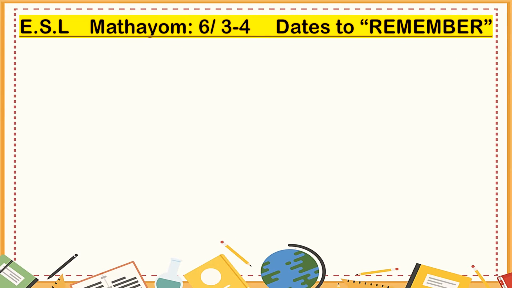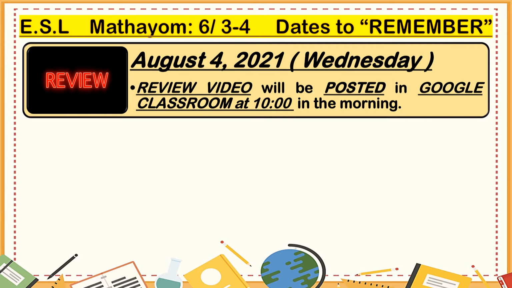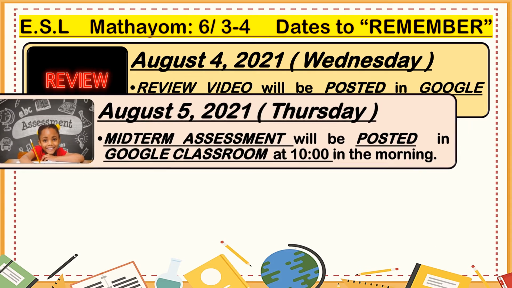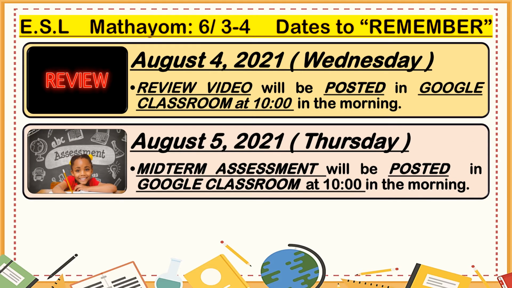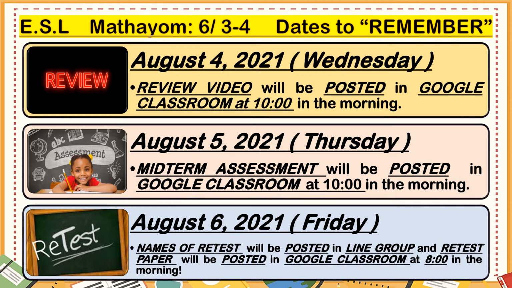Class, these are the important dates for you to remember. August 4, 2021, that will be Wednesday. The review video will be posted in Google Classroom at 10 o'clock in the morning. August 5, 2021, that will be Thursday. The midterm assessment will be posted in Google Classroom at 10 o'clock in the morning. And August 6, 2021, that will be Friday. Names of retests will be posted in the Line group, and the retest paper will be posted in Google Classroom at 8 o'clock in the morning.